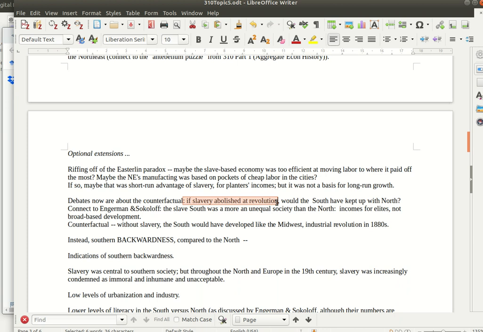But anyhow, if slavery had been abolished, and so then we'd had a free labor economy south and north, then maybe the South would have kept up with the North. We can connect that to the Engerman and Sokoloff discussion, because certainly slavery in the South generated a much more unequal society than there was in the North, with incomes for the elites and policies supporting elites' well-being and not supporting broad-based development. And so in short, the counterfactual is that if the people had all been emancipated in the 1780s after the Revolution or with the Revolution, the South would have developed like the Midwest did.